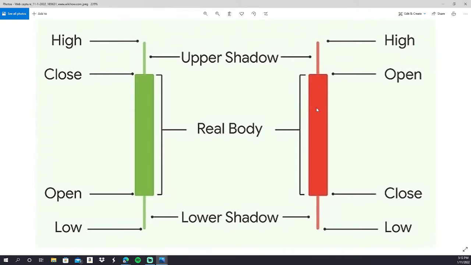And all you're doing is reversing that to the other side of here, our red bearish candle. That means that hour or that day, it opened right here.